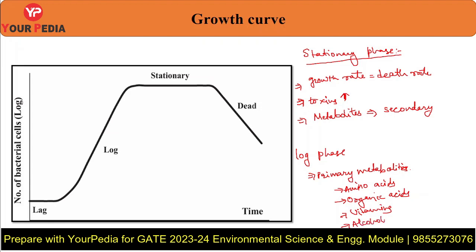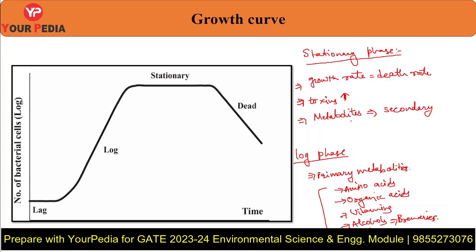and acetone. So from, let's say, pharmaceutical point of view or industrial point of view, if we want to generate or produce any of these amino acids or vitamins, alcohols or acetones, let's say in case of breweries, we keep our bioreactors running in the log phase to get these products.